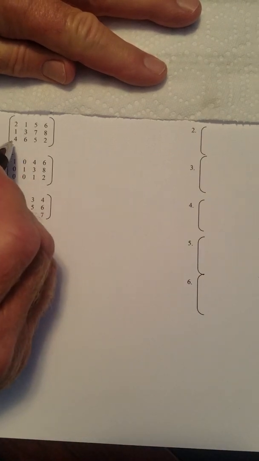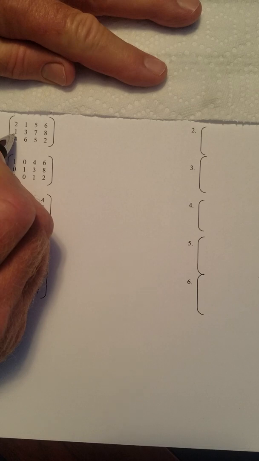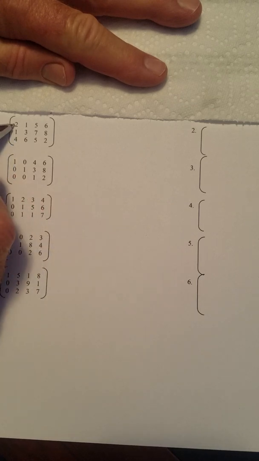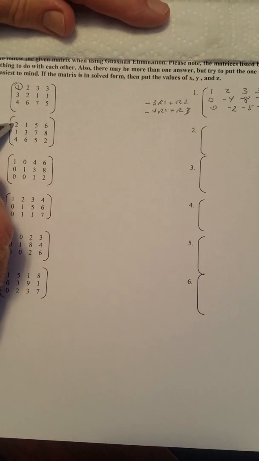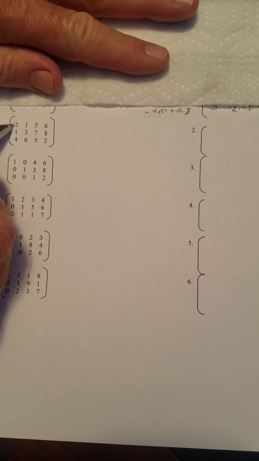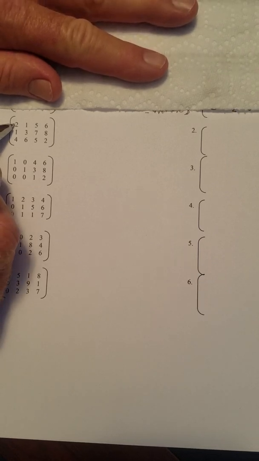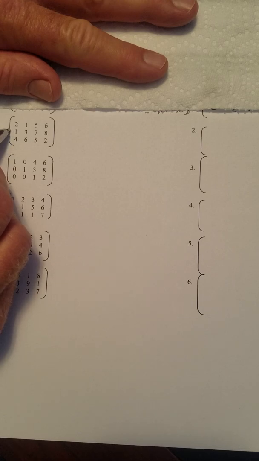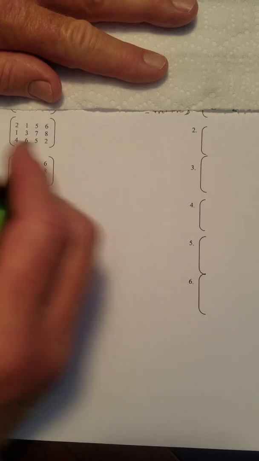So when you go here, you have to get a 1 in the first slot. The first problem had a 1. Here you got to get a 1. And you can do it one of 2 ways. You could switch rows if you wanted to. That would be the easiest. Or you could multiply through by 1/2.